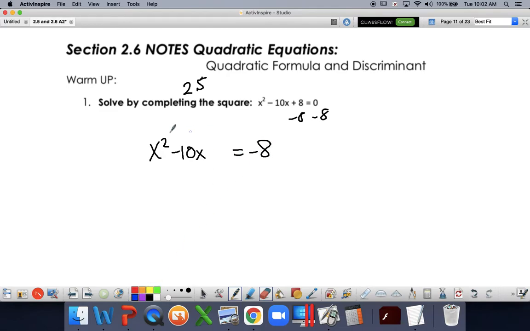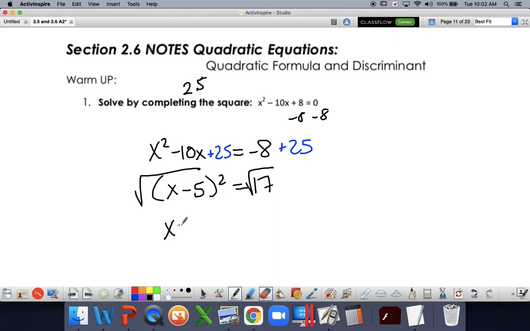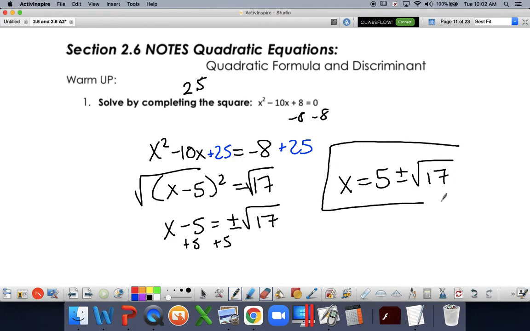I'm going to take half of my b value and square it, which is 25. I then rewrite this as a binomial squared. Since it was a negative 10x, it becomes an x minus 5, the quantity squared. Then take the square root of both sides, and I get x minus 5 equals positive or negative square root of 17. And then add 5. So my final solutions are 5 plus or minus the square root of 17.